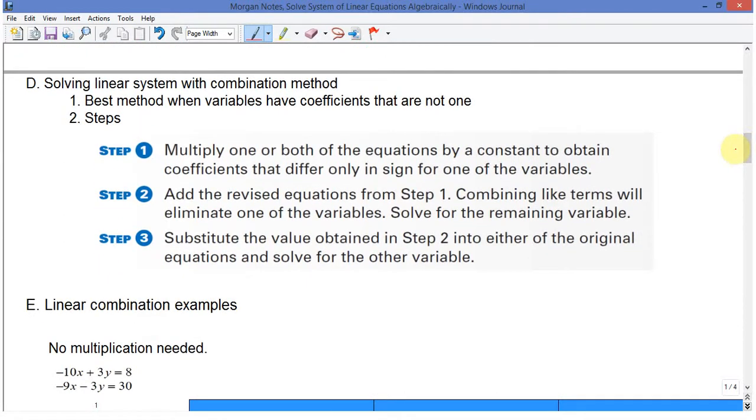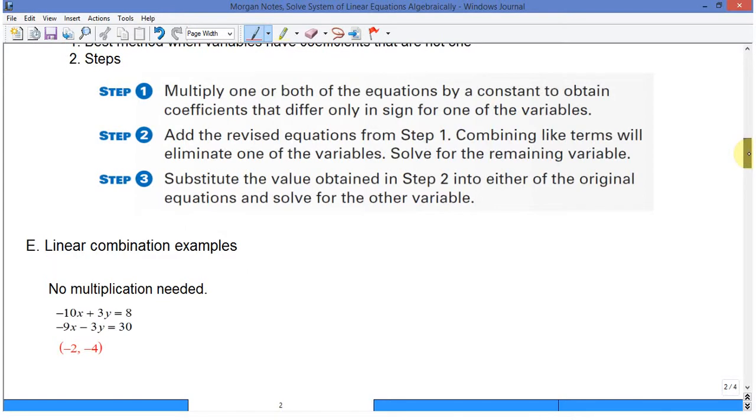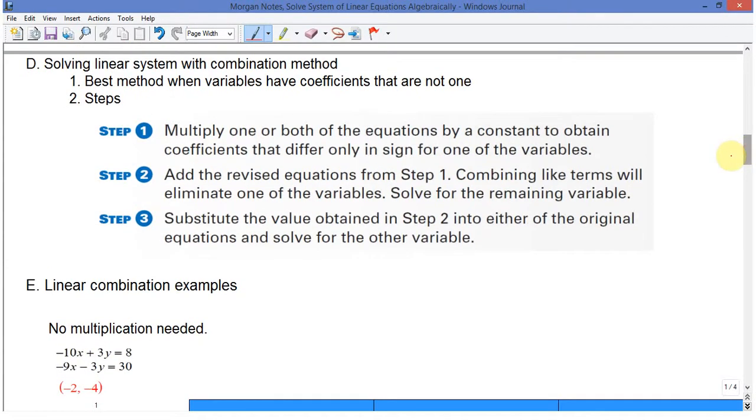Okay, the second method is called the combination method, and this works well for any kind of problem, but we definitely want to go to this method when we have problems that have big coefficients, like this one here. We have negative 10x, 3y, negative 9x, negative 3y. That's going to be one where if I did substitution, I'd get a lot of fractions. And so let's try a different method here. And here are the steps for that method.